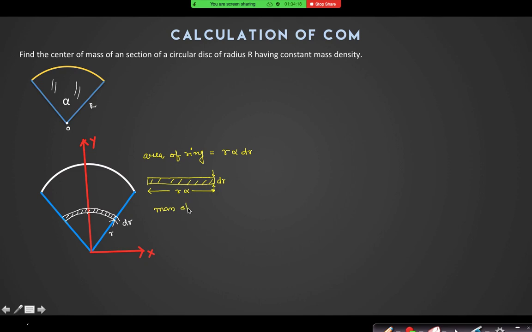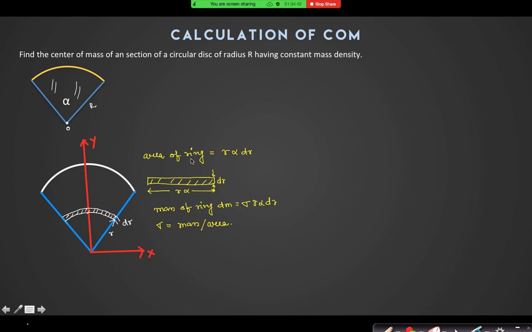So what is the mass of the ring? Sir, r alpha dr into sigma, let us assume. What is sigma? Sigma I have assumed to be mass per unit area. Here, what will I take, mass per unit area or mass per unit length? Mass per unit area.